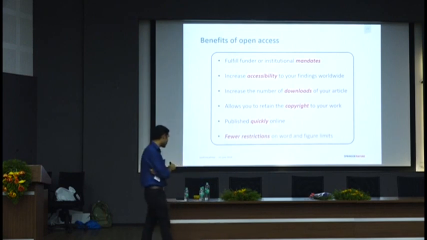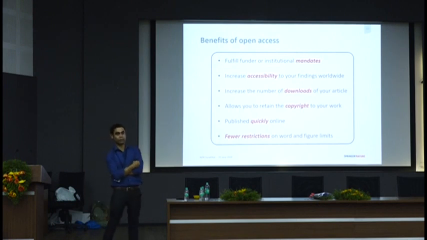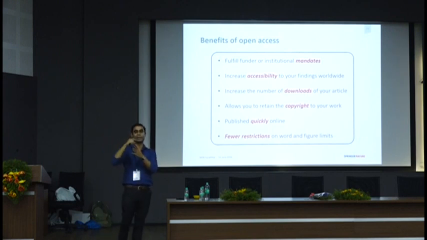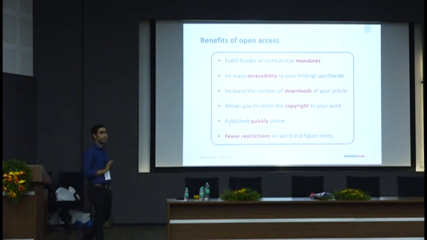And the last one is, of course, again, this is not entirely true, I would say, that it has fewer restrictions on word limits or page limits compared to print journals or subscription-based journals. For print journals, they have to keep the cost within a limit, because they cannot go for an indefinite number of pages. So there is always a word limit or a page limit. But in most open access journals, they don't have any restrictions on that. Okay. Right, so these are some of the advantages.